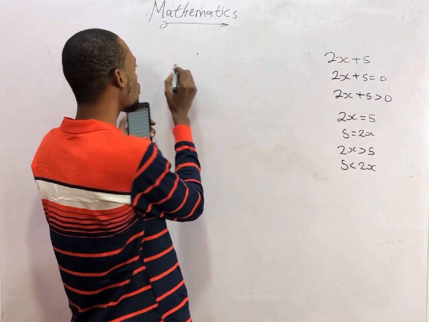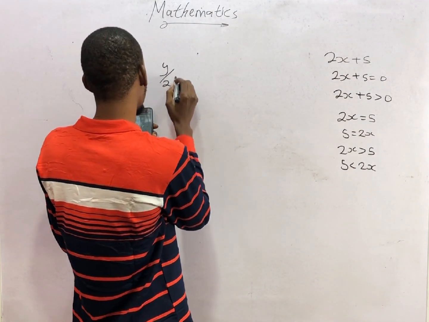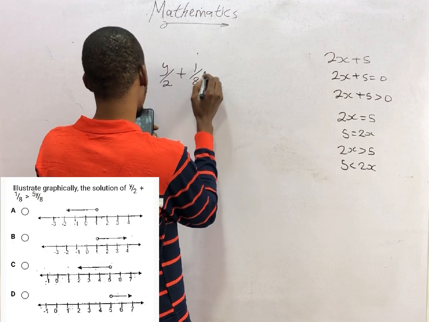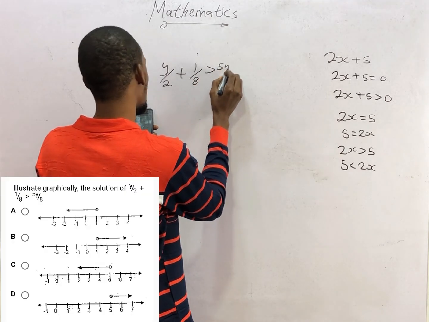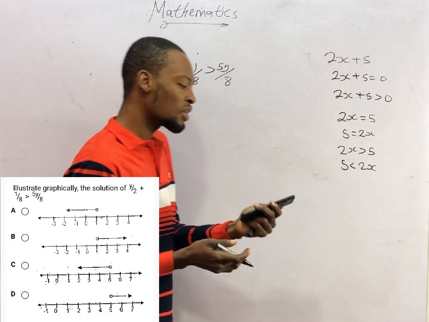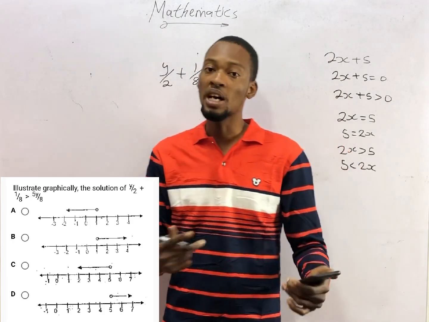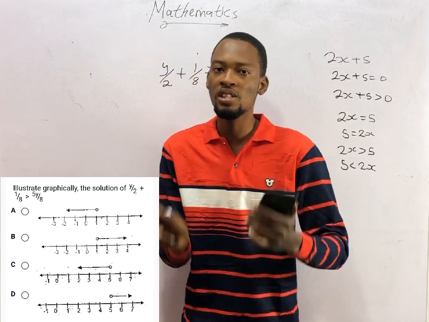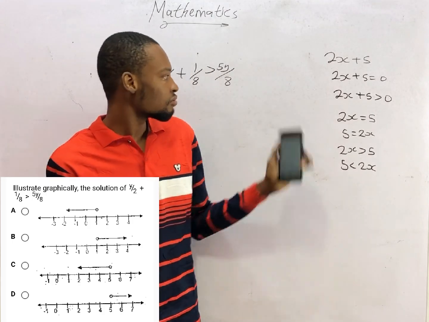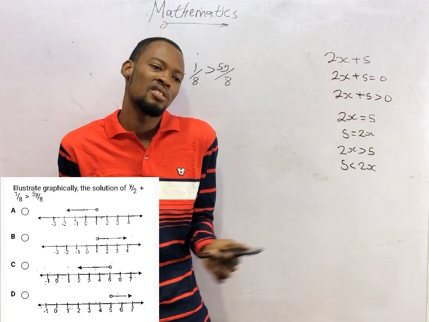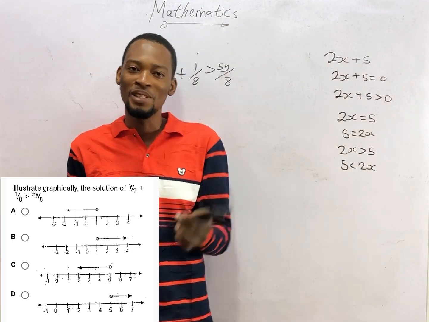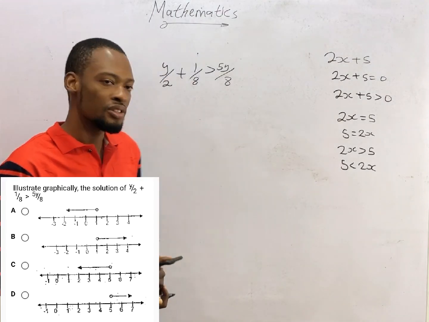Now, this is what we are given: y over 2 plus 1 over 8 greater than 5y over 8. By the way, I am making use of the Flash Learners WAEC app as well as other questions I drafted. So I'm using different sources, and I am also writing out the questions, so you need not bother about me displaying everything on the screen.